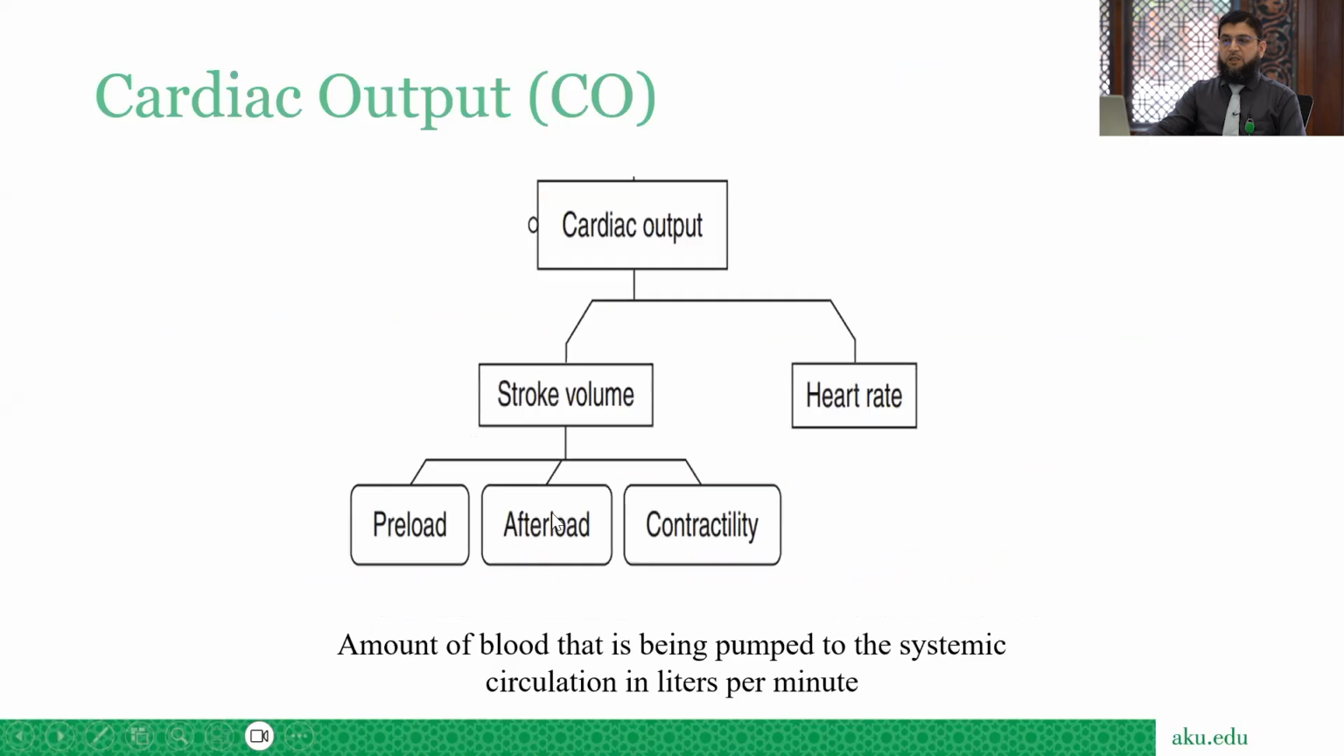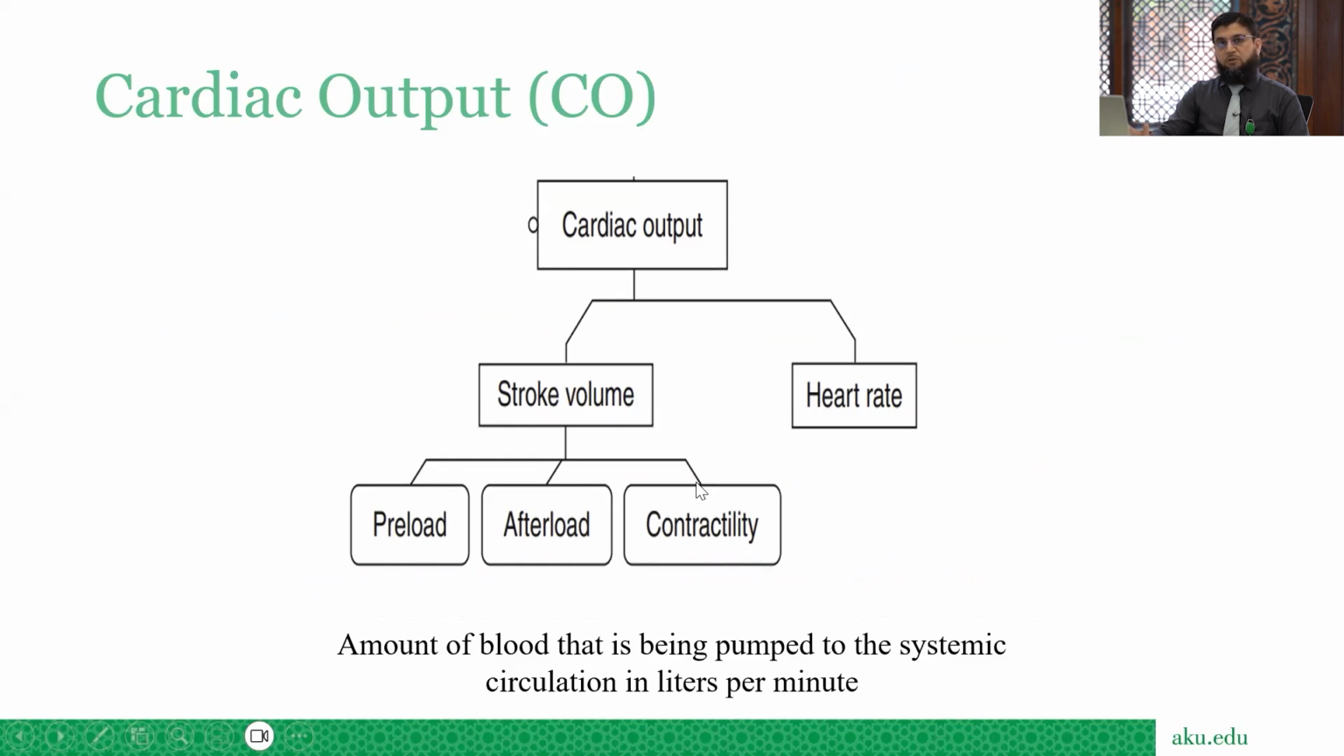Then comes cardiac output. Cardiac output is the amount of blood that is pumped to the systemic circulation in liters per minute, and that depends on the stroke volume and heart rate, and in turn stroke volume is dependent on the preload, afterload, and contractility.